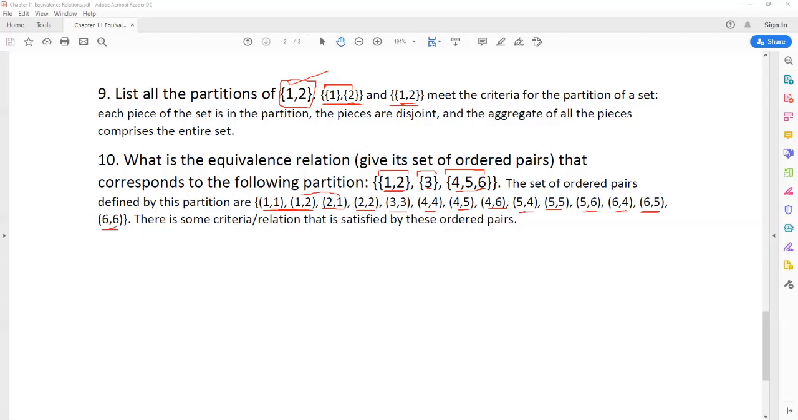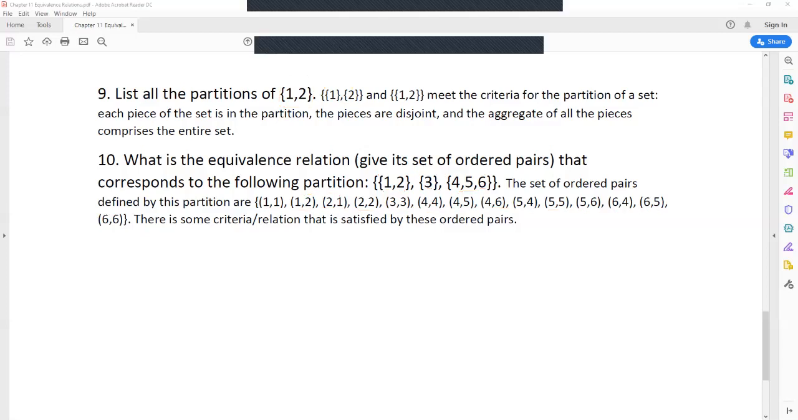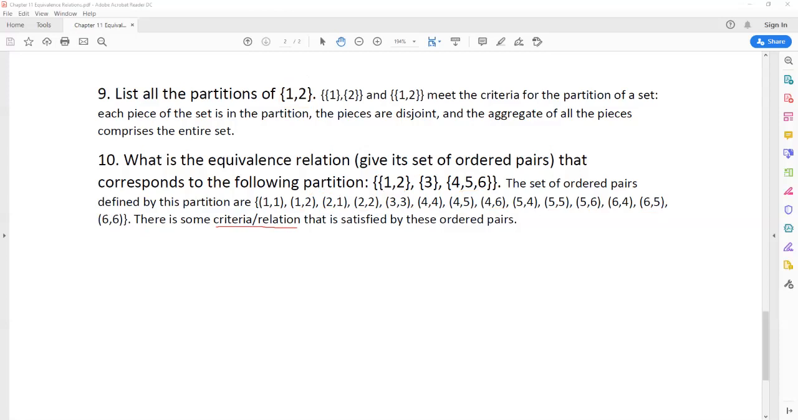What does this mean? This means that if you examine the given partition, it means that there is some relation out there. There's some criteria that has been defined that is satisfied by these ordered pairs. All of these ordered pairs satisfy some criteria, some relation.